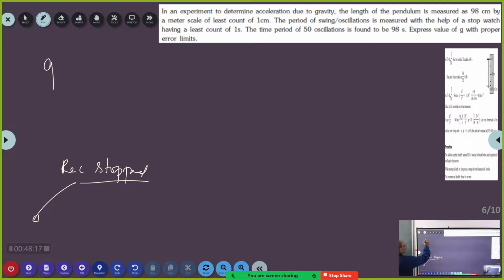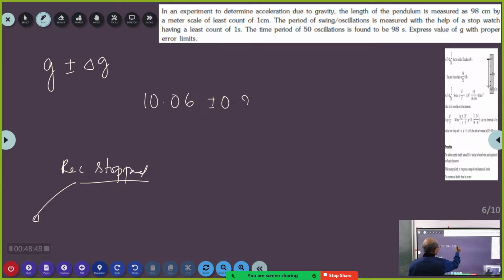So final reporting should be this: G plus or minus. So what is your final answer? Now be careful, your significant digits, everything will come into picture. You got to report 10.06 meters per second, plus or minus 0.2 meters per second. 0.2 what? Meters per second.